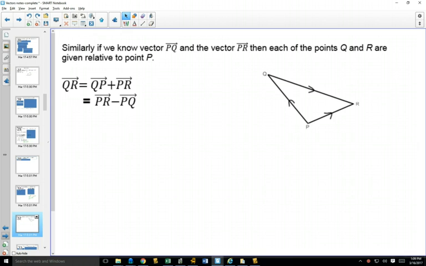So this is just a summary of the same thing, just using different letters, right? If you want to go from Q to R, you can go negative of P to Q, or you can just go Q to P, and then go from P to R. Color coding this, Q to P, or P to Q, that's our blue. P to R is our green. And what we're trying to find is our red line there.